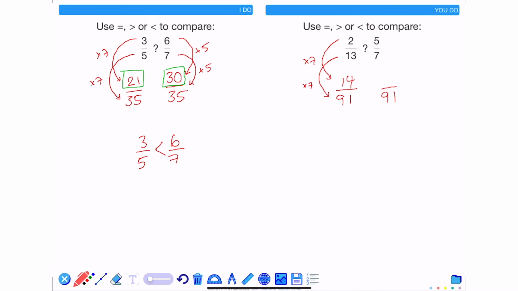For the second fraction, I'm multiplying 7 by 13. And whatever I do to my denominator, I need to do to my numerator, so times it by 13 as well. That gives me 65.